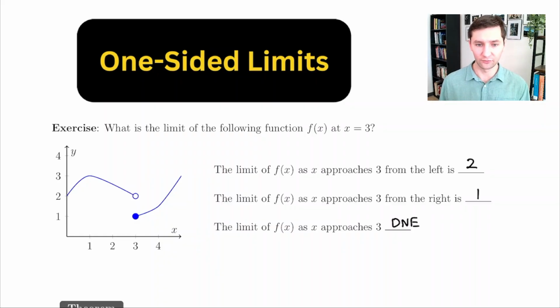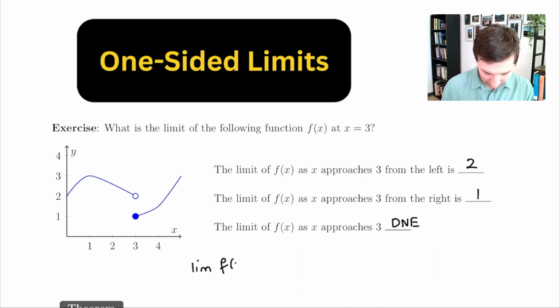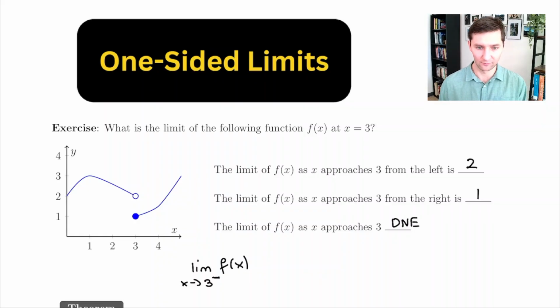It was a lot to write. The limit of f of x as x approaches 3 from the left is 2. Mathematicians have a shorter way of writing this. They would write instead the limit of f of x as x approaches 3, and to say from the left, they would add a minus sign in the exponent of 3. And we know that this left-hand limit is 2.